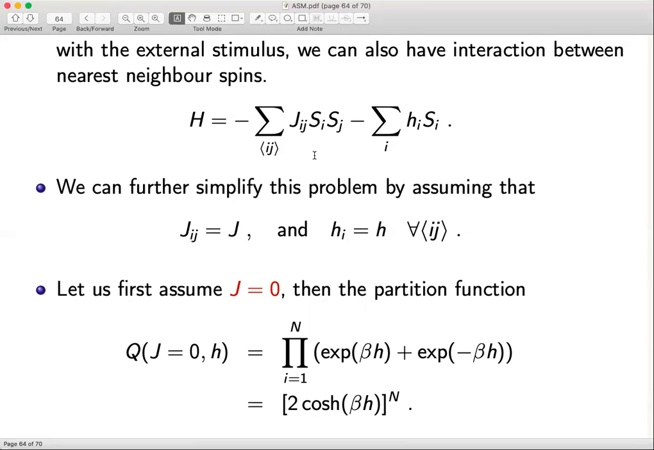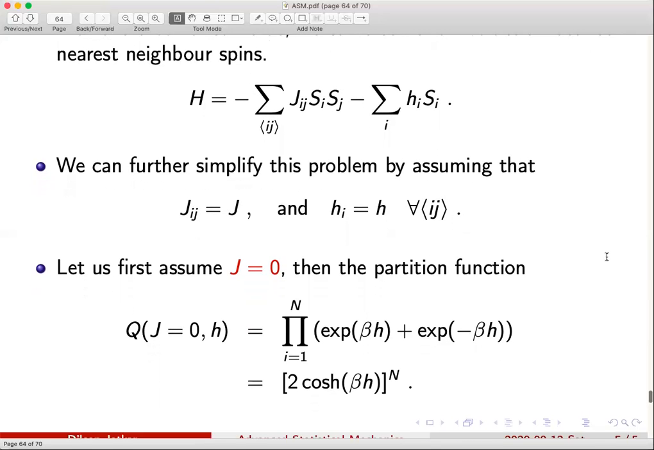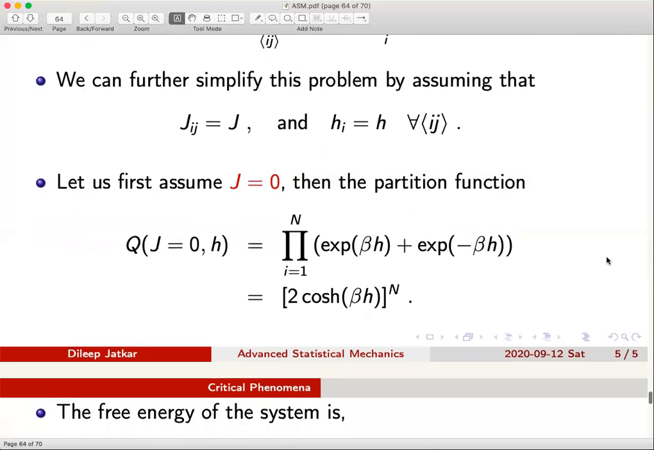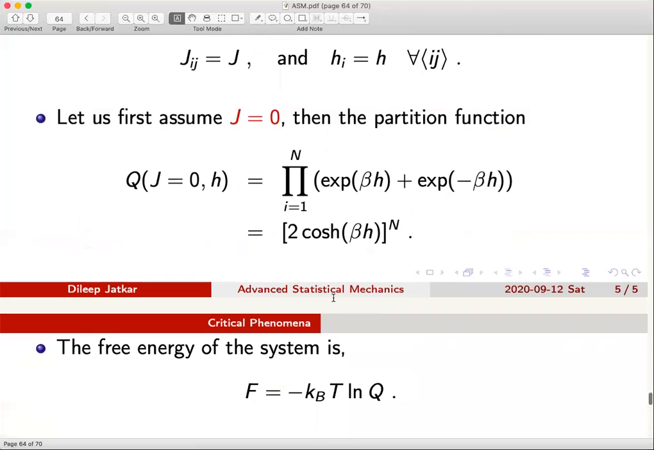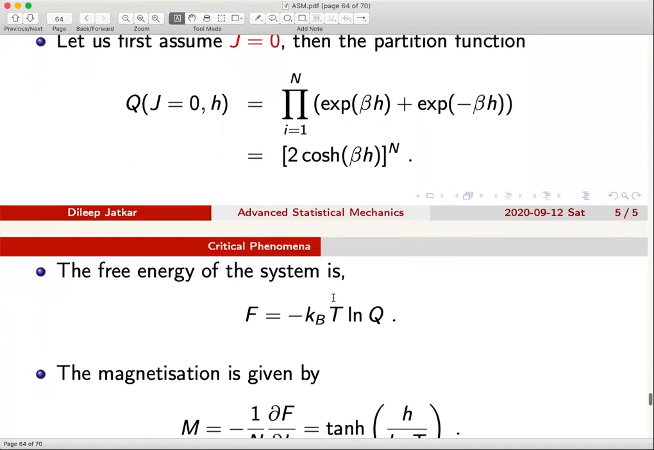Okay. Is that fine? Okay. So here's a kind of partition function for the system. Very simplified version, but nevertheless, let's try to understand what this is telling us.